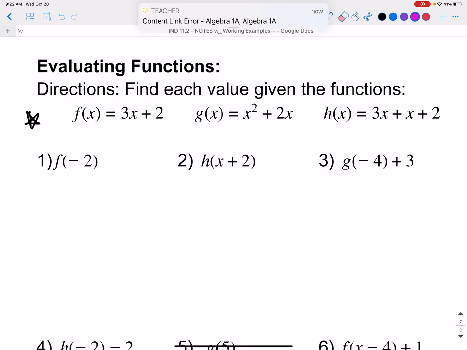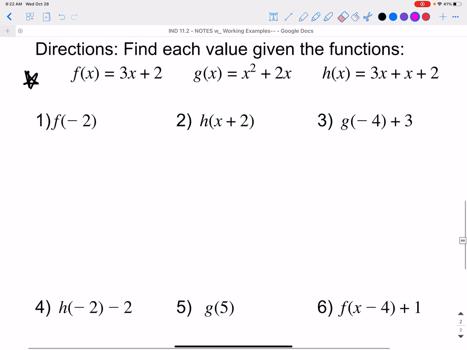So when you are given a bunch of different functions in the directions, and then you're given several problems, and we've got 6 here, you're given 3 functions, and we've named them f, g, and h. And then if you look here at number 1, this tells you f of negative 2.